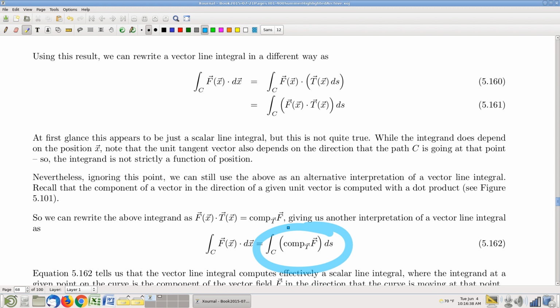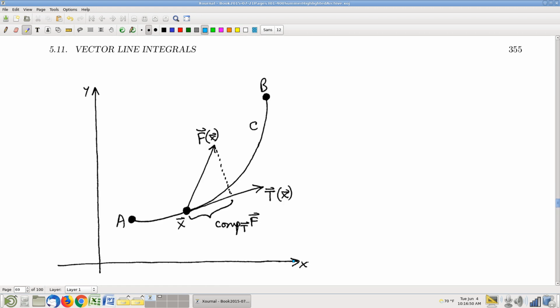So let's draw a picture of this. On each little piece of curve, we're multiplying by the component of F in the curve's direction. So we're looking at these vector fields like this. We're looking at the component specifically: to what extent is that vector field pointing along the curve?